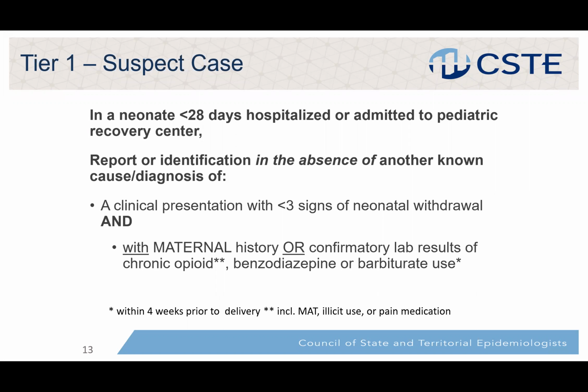Another way we can have a suspect case is if we have a neonate who's been hospitalized or admitted to a pediatric recovery center in absence of another known cause or diagnosis, where you have a clinical presentation of less than 3 signs of neonatal withdrawal, and maternal history or confirmatory lab results of chronic opioid, benzodiazepine, or barbiturate use. And next slide.